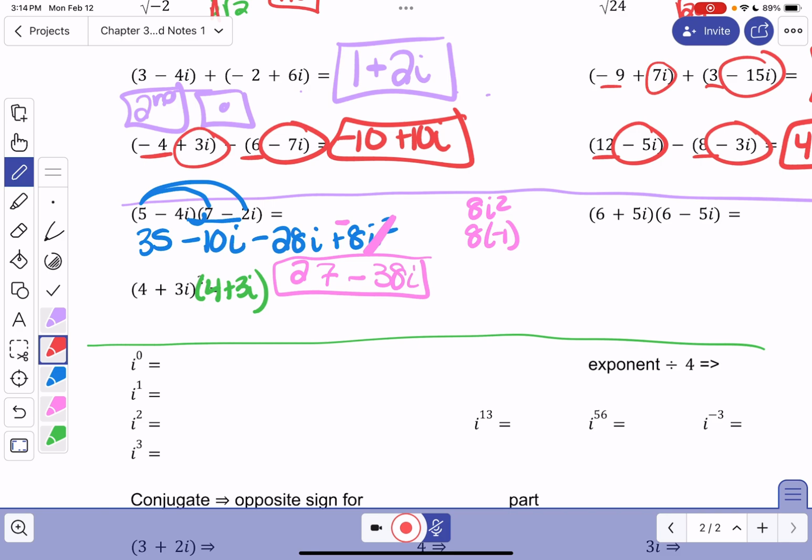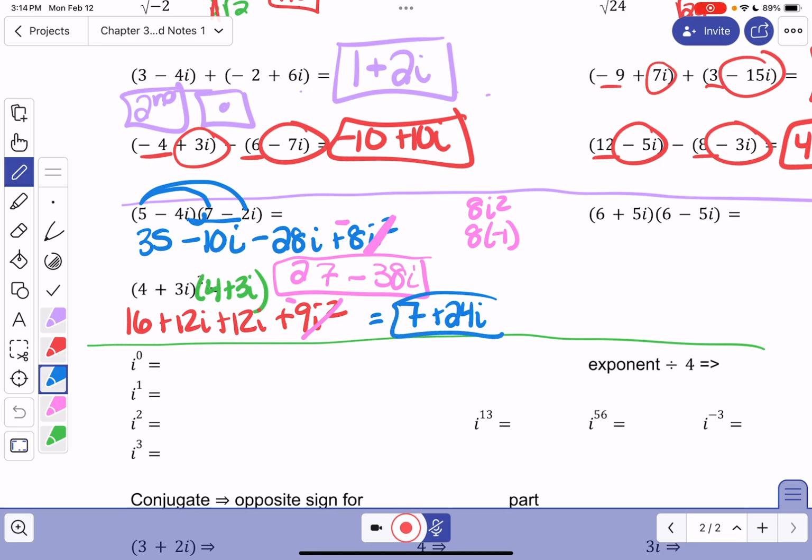All right, so this one would end up being 16 plus 12i plus 12i plus 9i squared, which makes that negative. 16 plus negative 9 is 7, and 12i plus 12i is 24i.